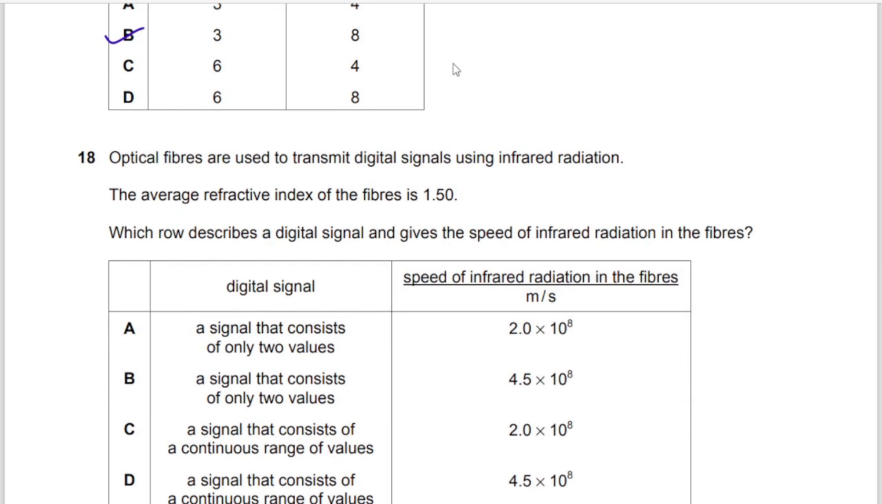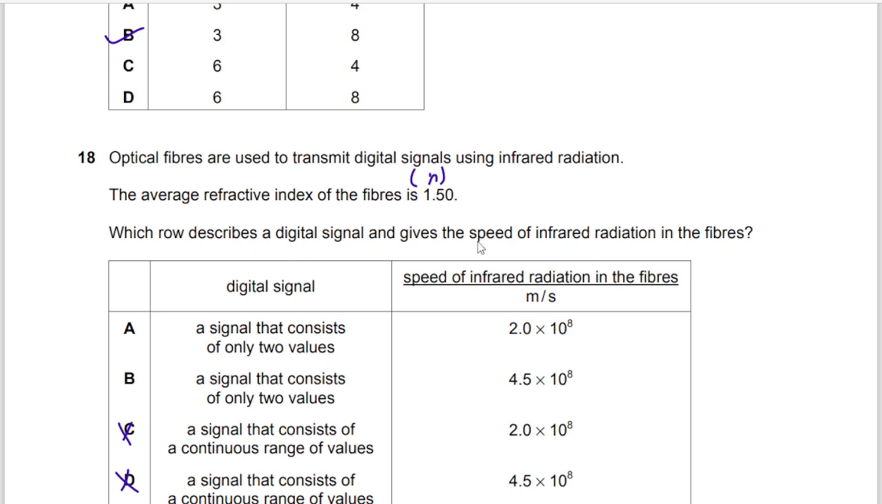Optical fibers are used to transmit digital signals using infrared radiation. The average refractive index means the value of n is given. Which row describes a digital signal? So there are two types of signals. One we have is a digital signal and one is the analog signal. So analog signals have a continuous range of values, whereas a digital signal has only two values, which is 0 and 1. 0 is the minimum and 1 is the maximum. So obviously C and D cannot be the answers because they are describing the analog signals. Digital signal is the one which has only two values, 0 and 1, as I said.